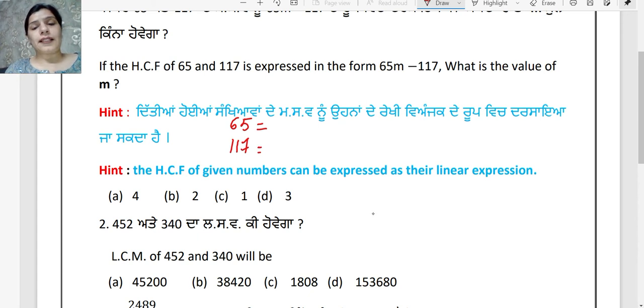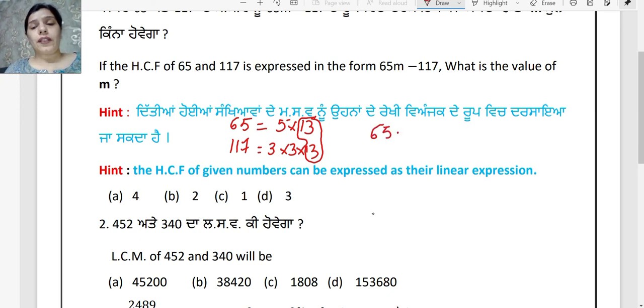Students, you know that 65 can be written as 5 multiplied by 13. These are the prime factorization of 65. And for 117, you can write 3 multiplied by 3 multiplied by 13. So from here, you can find that the HCF of 65 and 117 is 13.